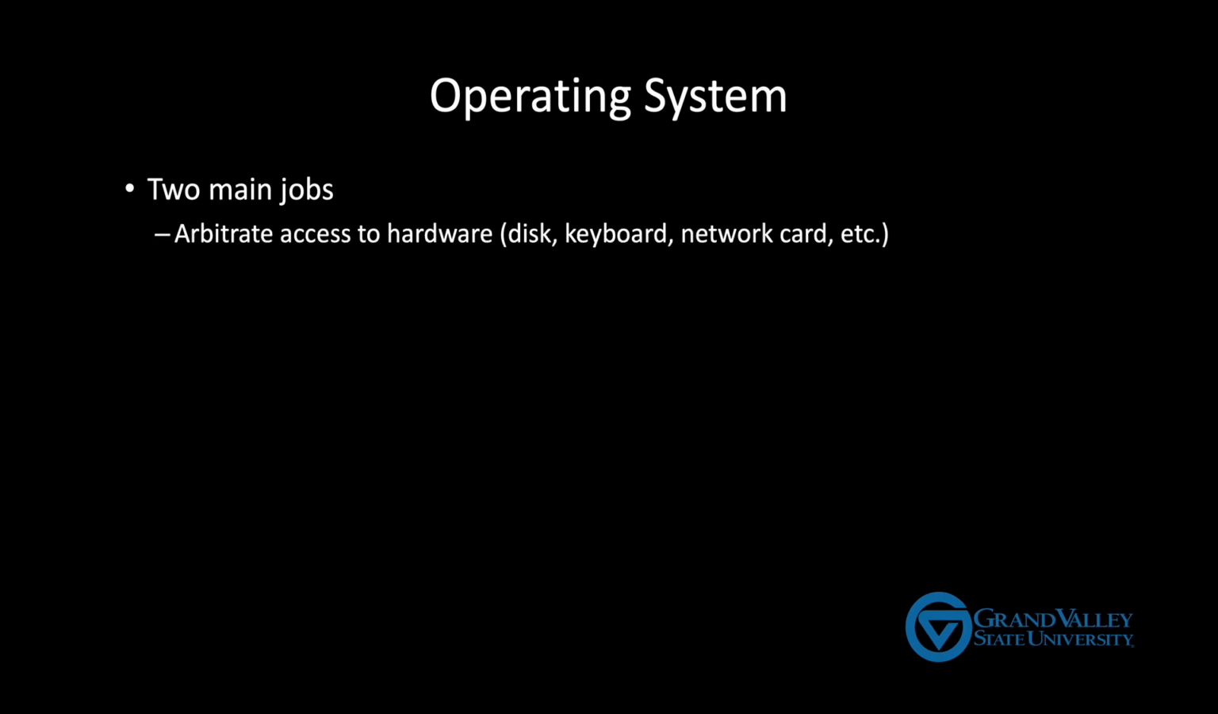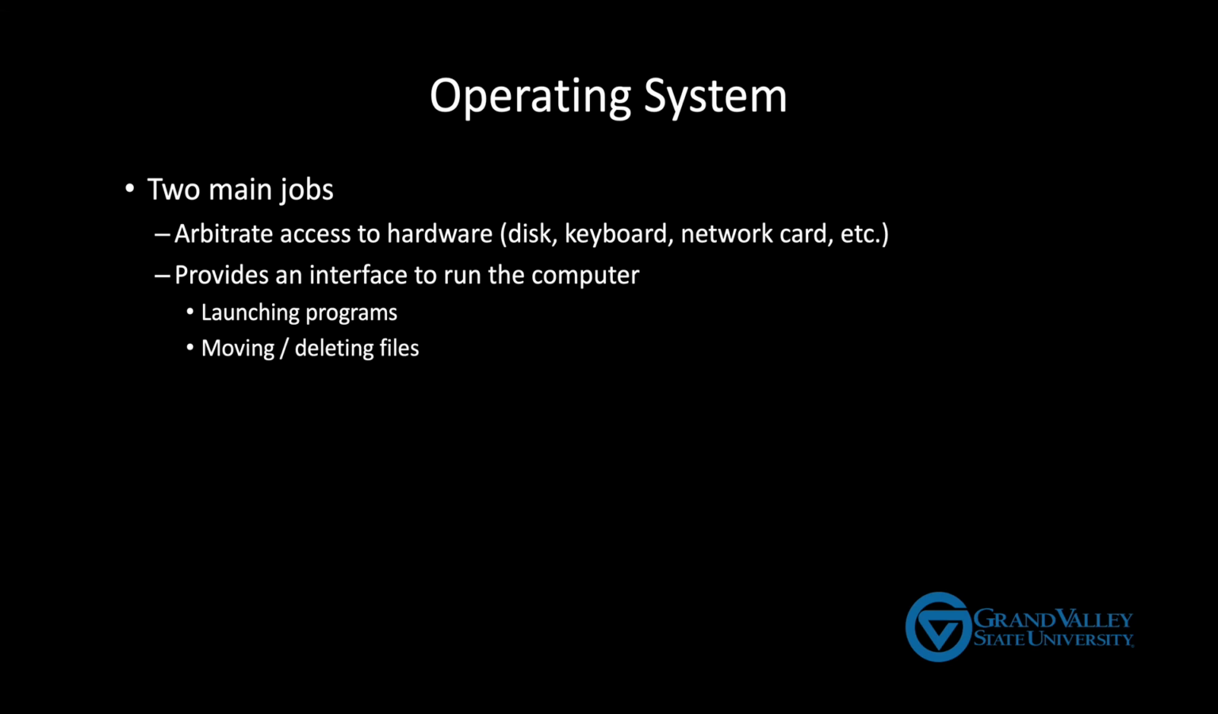First, it acts as your computer's traffic cop. It arbitrates access to the hardware, so, for example, when you have multiple programs open, the stuff you type on the keyboard goes to the right program. Another part of this traffic cop role is to enforce security, like preventing you from accessing another user's files. Second, the operating system provides the user interface to the computer as a whole. For example, when you want to launch a program or move a file, you ask the operating system to do it for you.